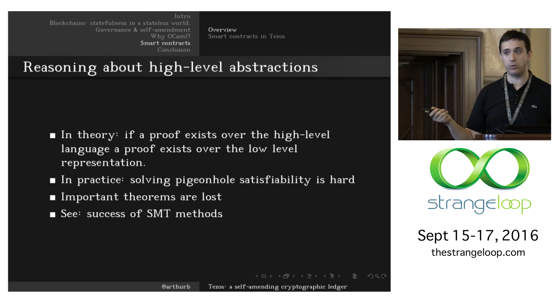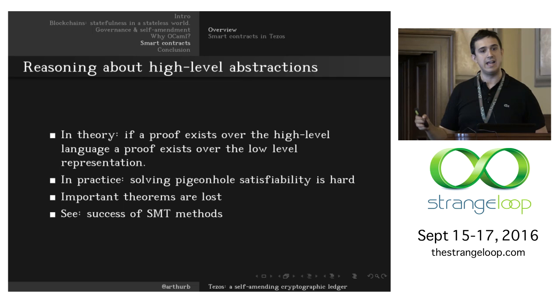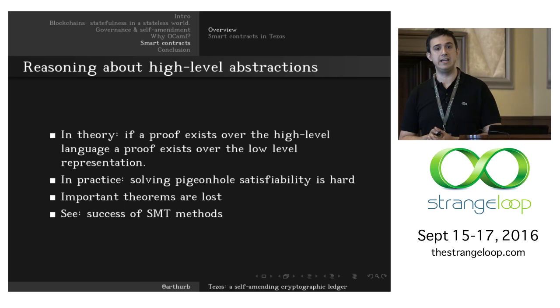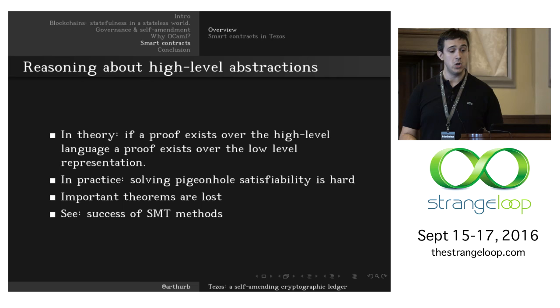Satisfiability modulo theories, they're methods which analyze programs, trying to find how to get into a certain branch of the program. And what they did was, instead of saying, let's compile everything down to Booleans, they actually keep the structure. So I think it's very important, when we have a smart contract language, that we can reason directly about the contract that's being written. And so we need this contract to be written in a high-level language.